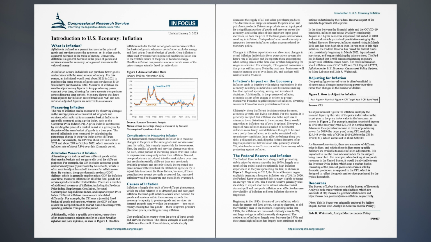$58,515. As discussed previously, there are a number of different price indices, and within those indices more specific deflators are available to make inflation adjustments. It is important to use the most relevant index for the subject being researched. For example, when looking at corporate revenues in the United States, it would be advisable to use the Producer Price Index, which uses a market basket consisting of the price of goods and services sold by domestic producers, as opposed to the CPI, which is designed to reflect the goods and services purchased by the typical household.